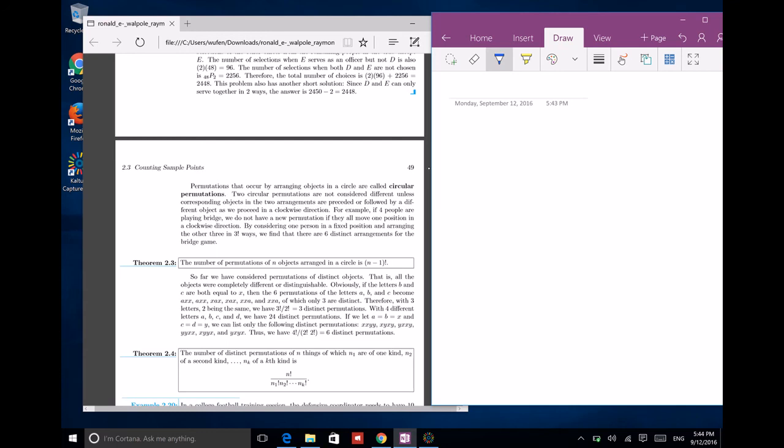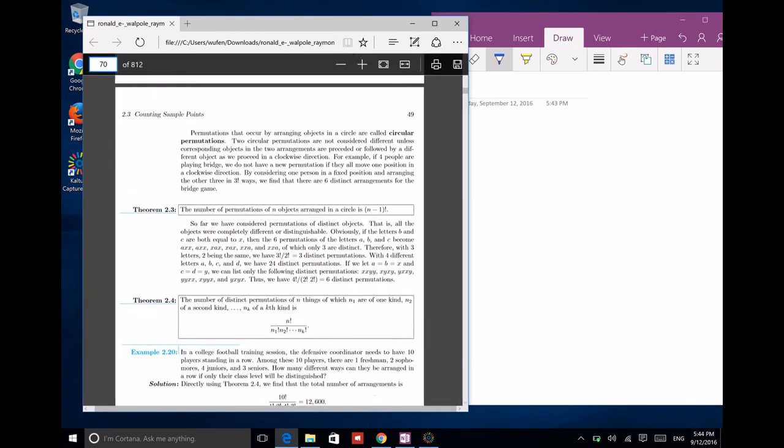Obviously, if letters B and C are both equal to X, then the 6 permutations of letters A, B, C become AXX and so on, and only 3 are distinct, because 2 of them are the same. So with 3 letters, 2 being the same, you have taken those 2 same options away. So it's 3 factorial over 2 factorial, which equals 3.